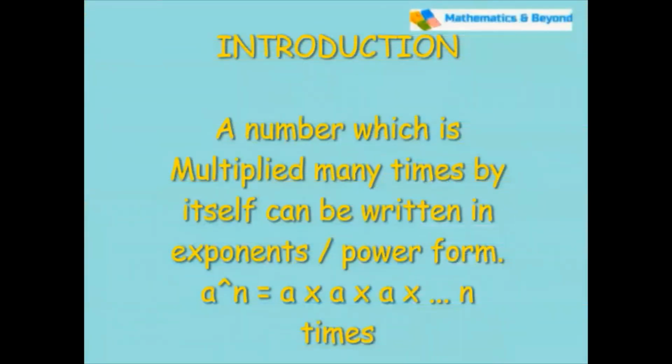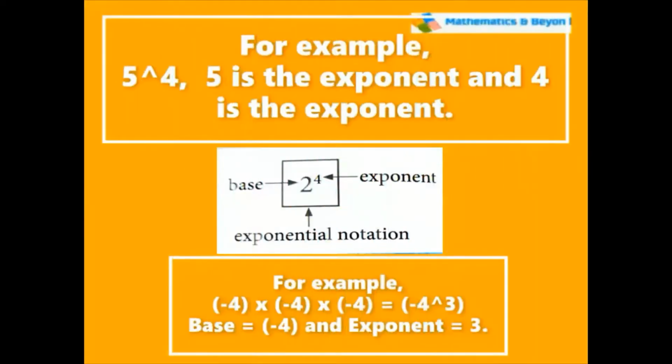A number which is multiplied many times by itself can be written in exponent or power form. So any number a raised to the power n is equal to a into a into a into a, n times. To understand this introduction nicely, we are going to take an example, which is 5 raised to the power 4, where 5 is the base and 4 is the exponent.